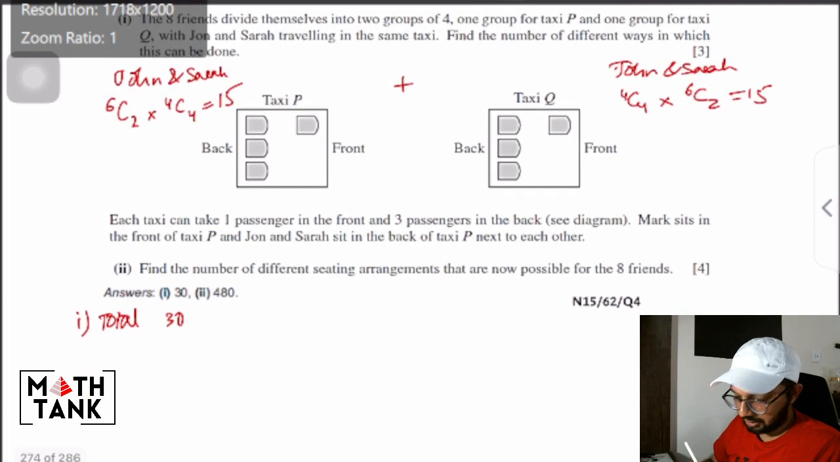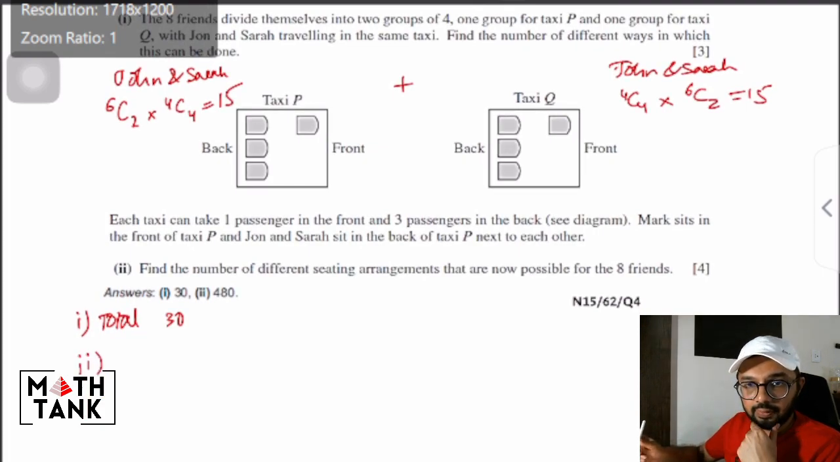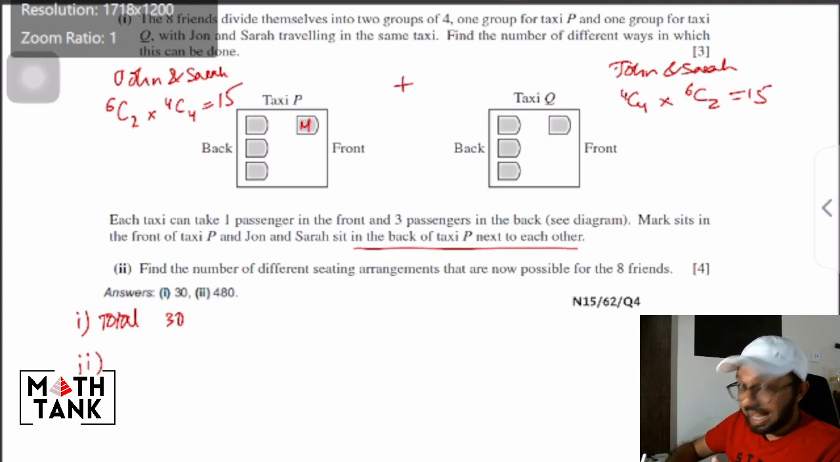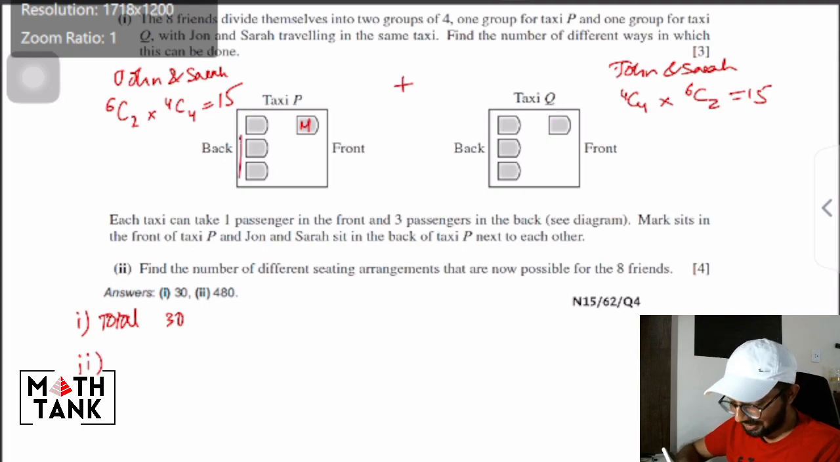Okay, let's talk about the second part. It says find the number of different seating arrangements that are now possible for the 8 friends when each taxi can take 1 passenger in the front row and 3 passengers in the back. Mark sits in the front of taxi P. So Mark has taken a position. He's no longer letting anyone sit on this position. So when the others come in, they can only sit in the back seats. And John and Sarah sit in the back seat of taxi P, and they also want to sit next to each other. So they're sitting in a box then. They're no longer willing to sit on distant seats.